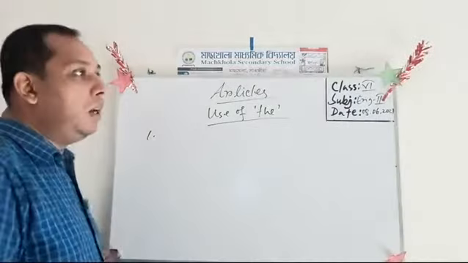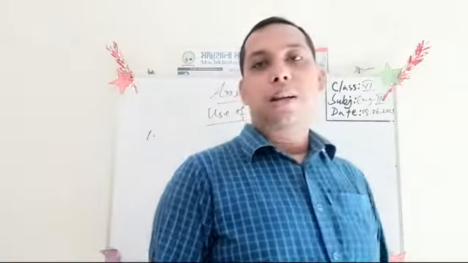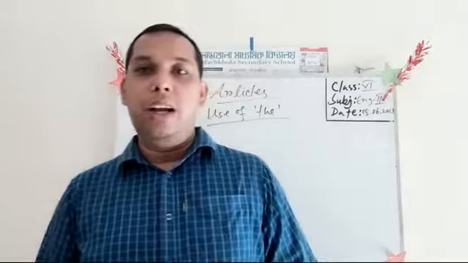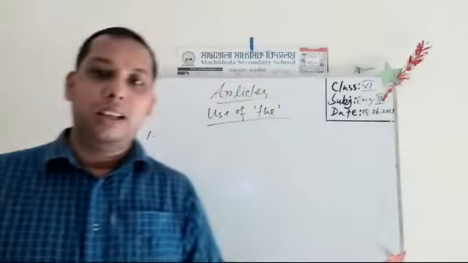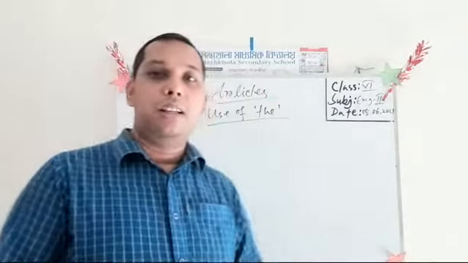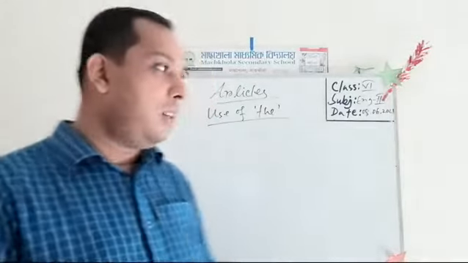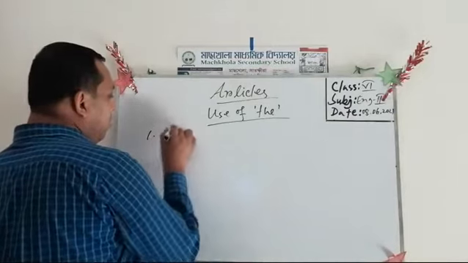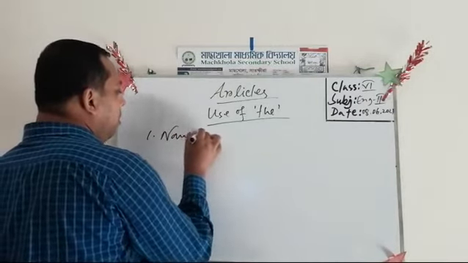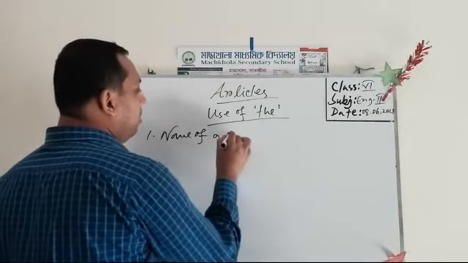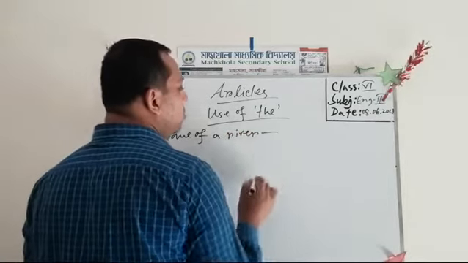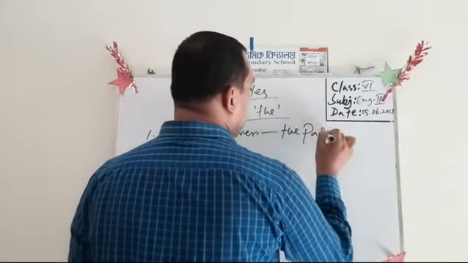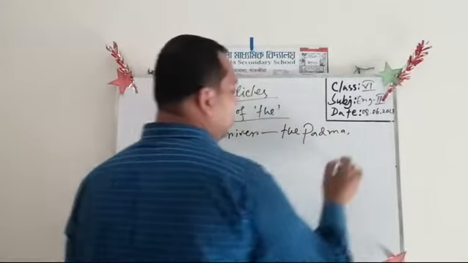Number one, can you tell me Padda, Meghna, Jamuna, what are they? Yes, they are the names of rivers. Very good. So name of a river, we use the, for example, the Padda, the Meghna.